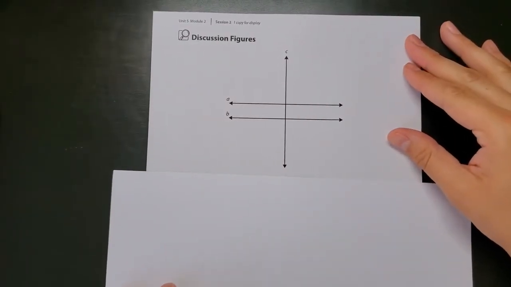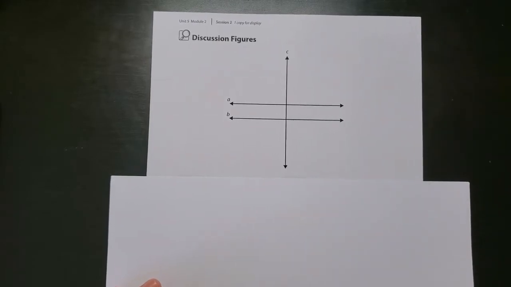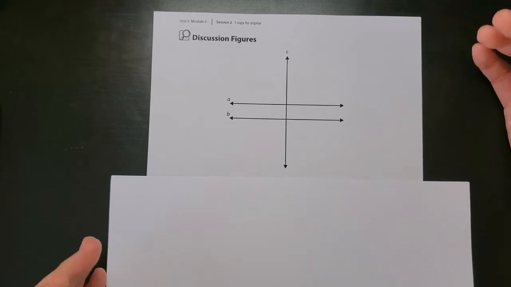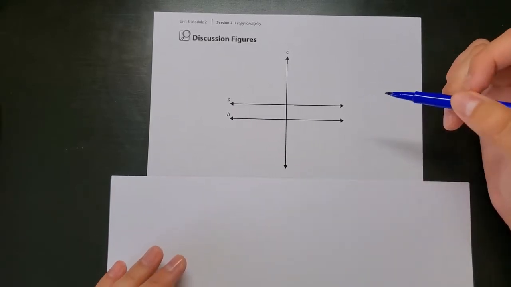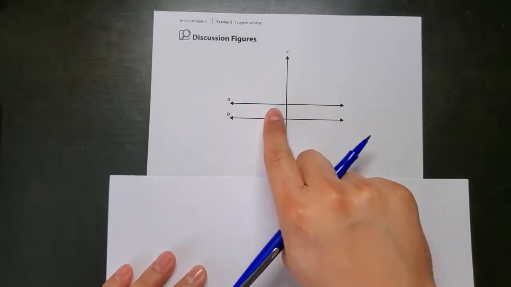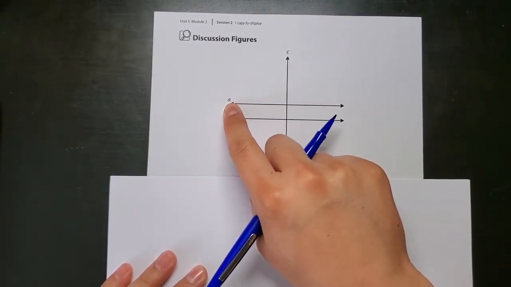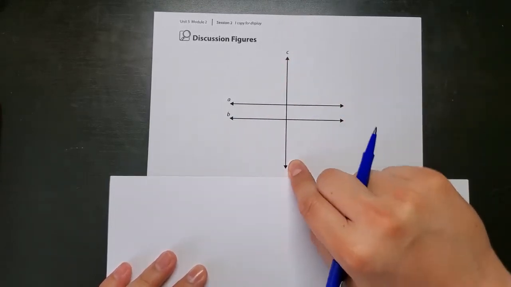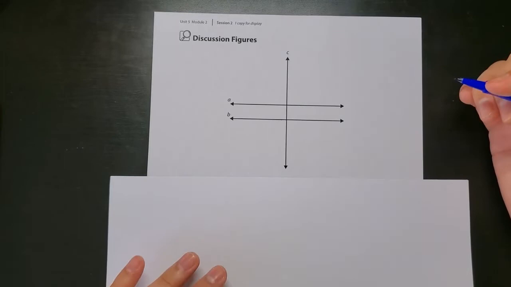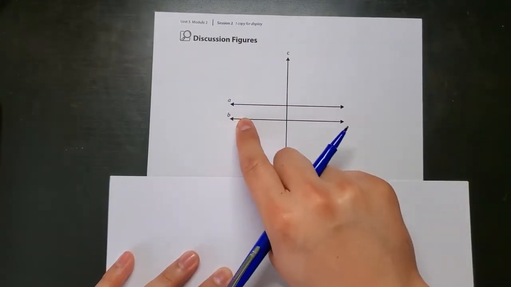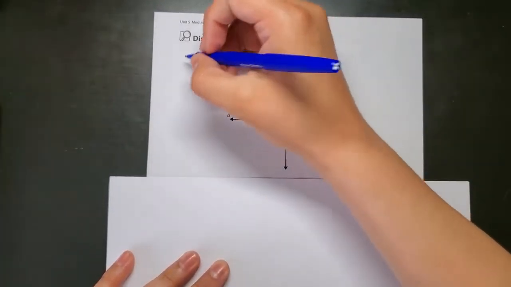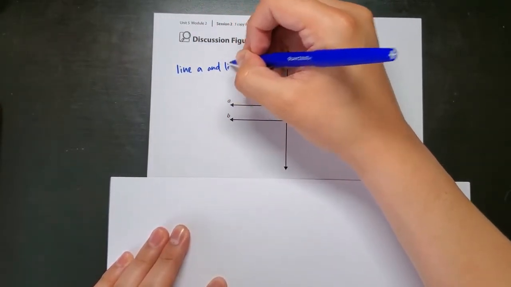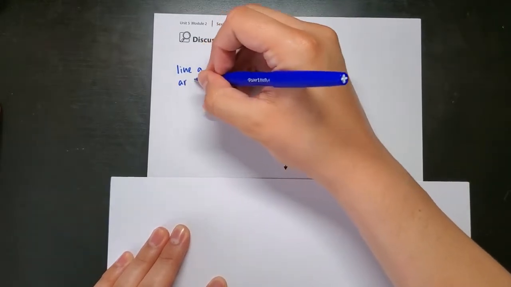All right, so we're going to talk now about some figures here. And here we can see that there are some parallel lines, there's some perpendicular lines, and each one of these lines has a very specific name. So this is line A, and there's a little lowercase a. There's a line B, and then a line C. So there's some statements I can make about these lines. So I can say that line A and line B are parallel. So I'm going to write that here. Line A and line B are parallel.